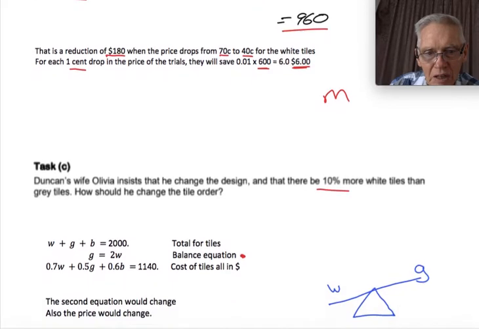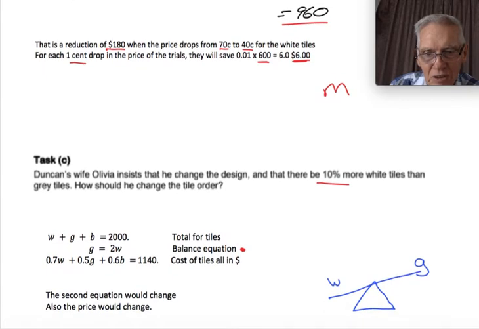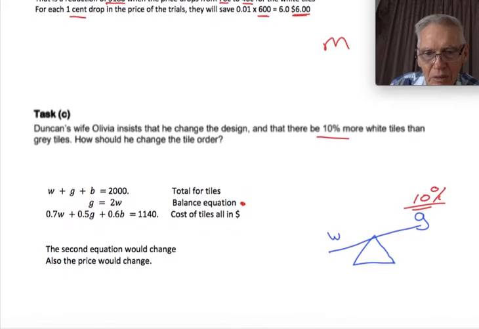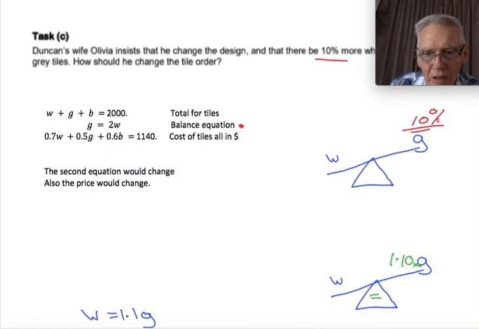So what we're going to do now is draw a seesaw. And there are more whites, so that's going to weigh down here. But we want 10% more white tiles than grey tiles. So we're going to have to multiply this side by 10%. So what we do is we times it by 1.10. That's the whole price plus the 10%. So we get this equation for equation 2. W equals 1.1 G.